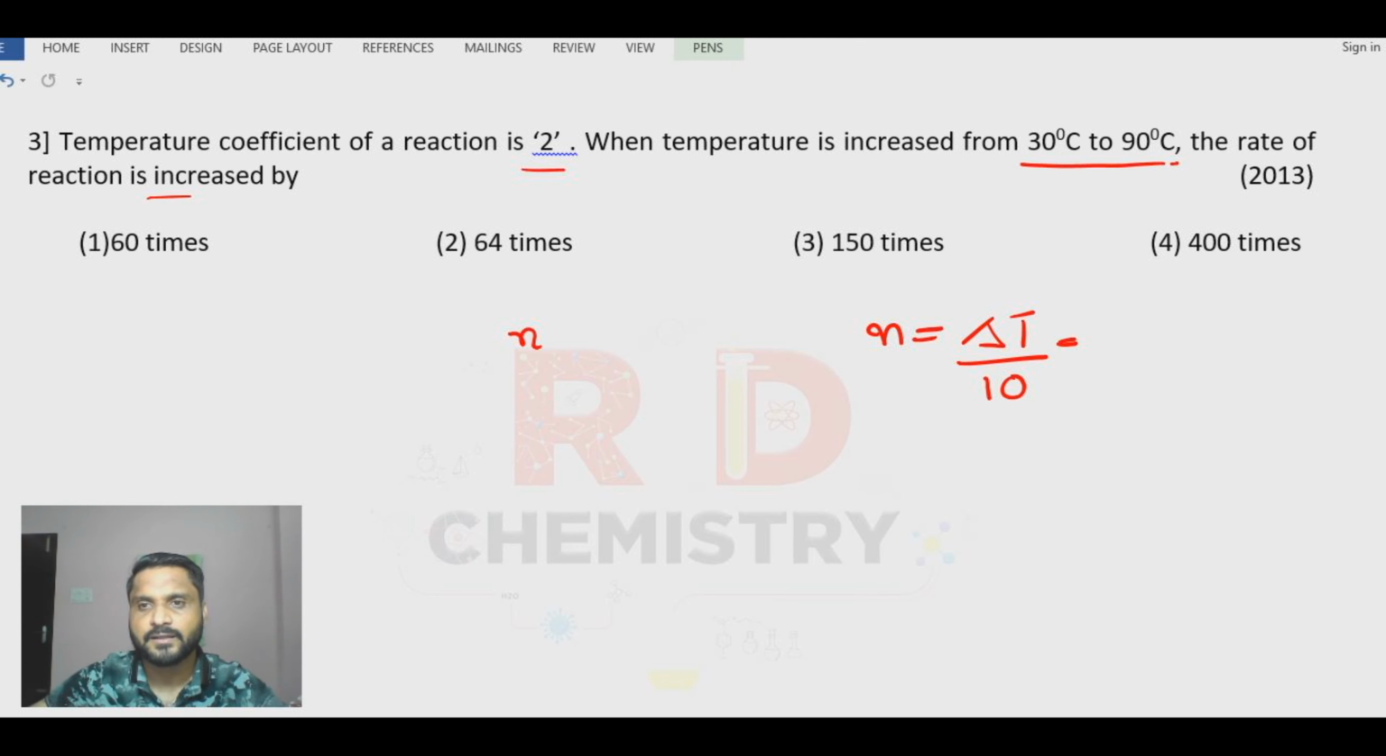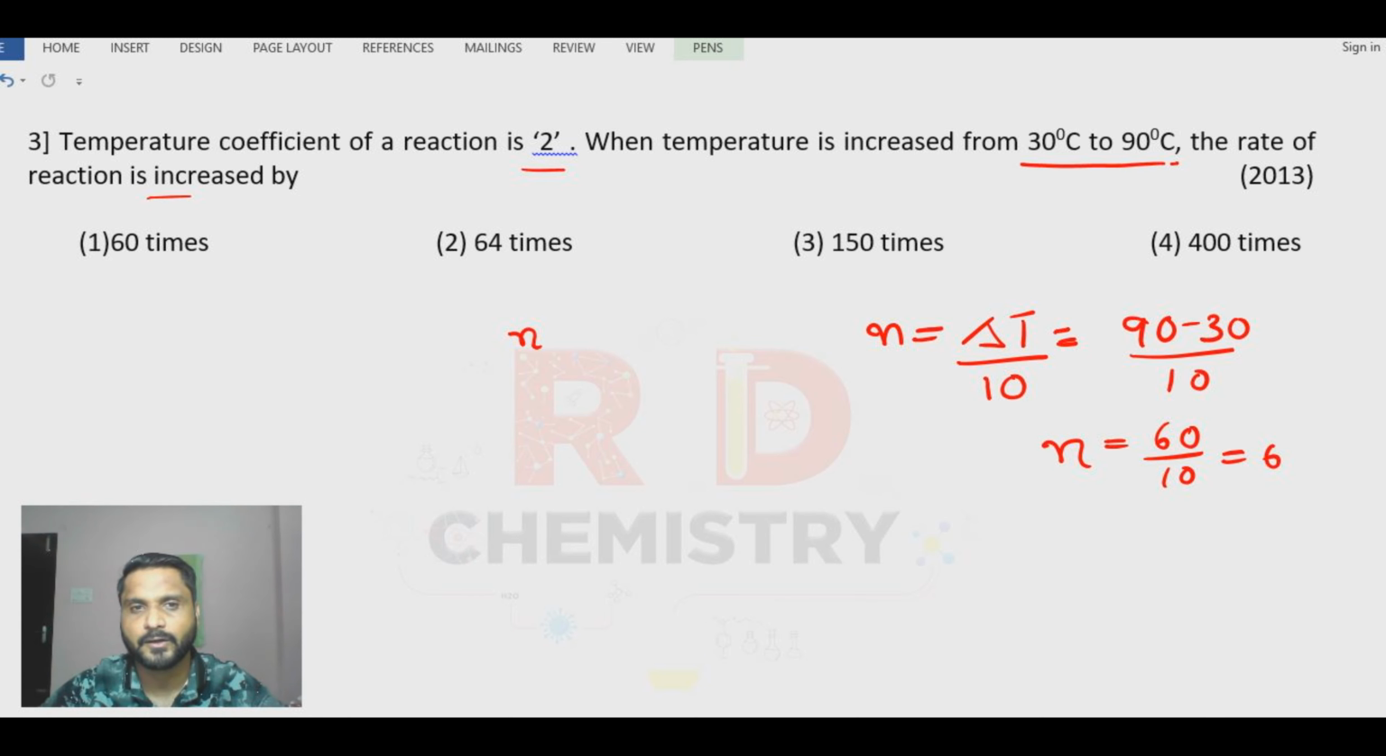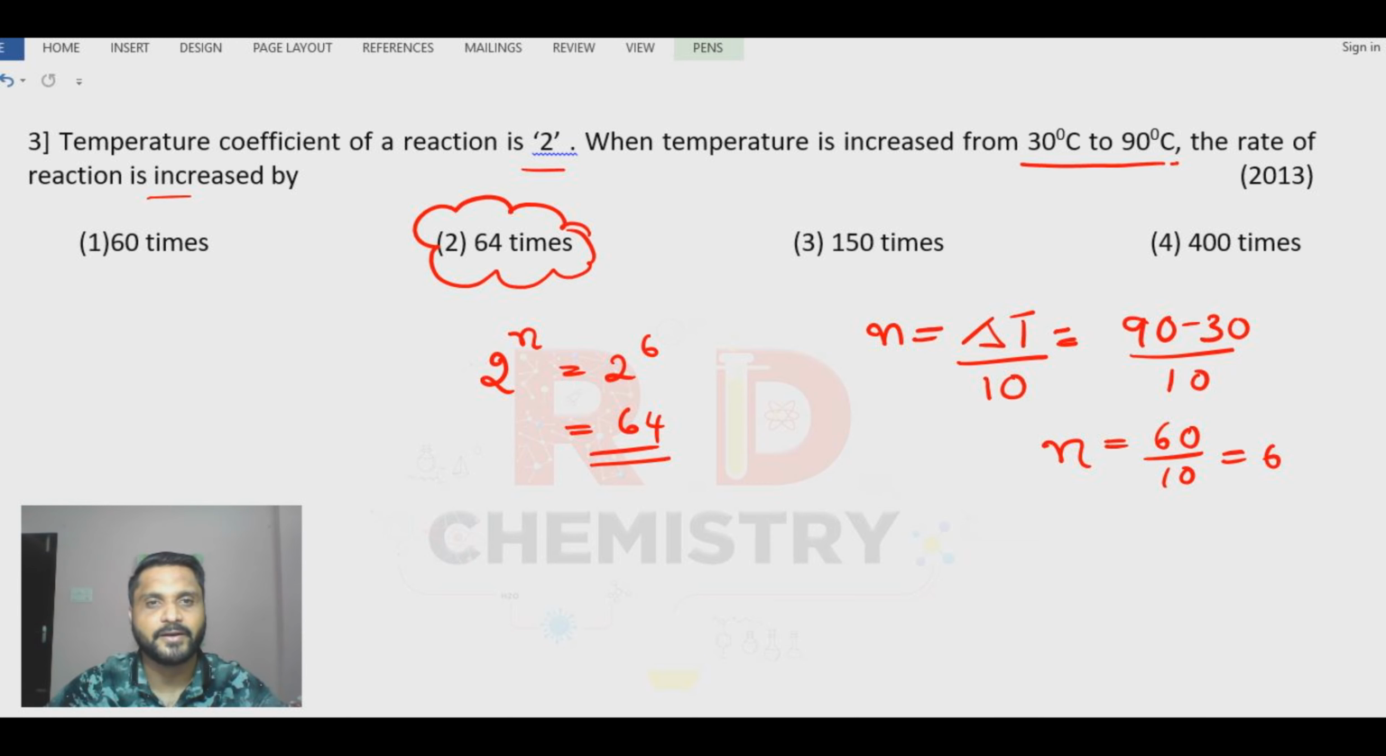Now see here, this is equal to 90 minus 30 degree difference divided by 10, which is equal to 60 divided by 10, which is equal to 6. Therefore n is equal to 6. Okay, so 2 to the power n is equal to 2 to the power 6, which is equal to 64 times. The rate of the reaction increased by 64 times. Okay, so the answer is option number 2. Right.